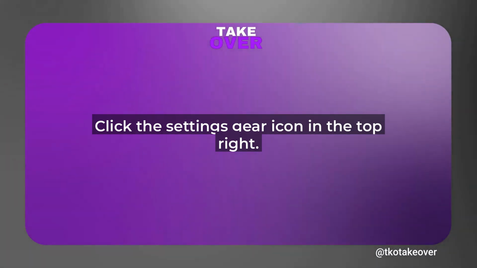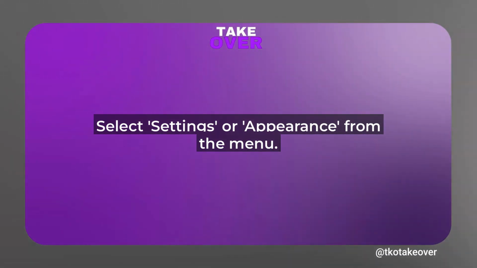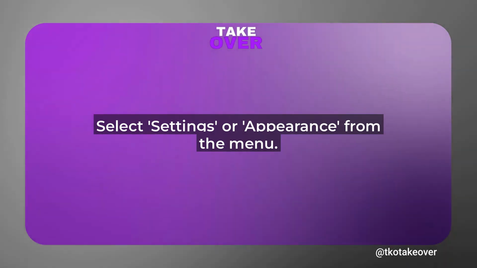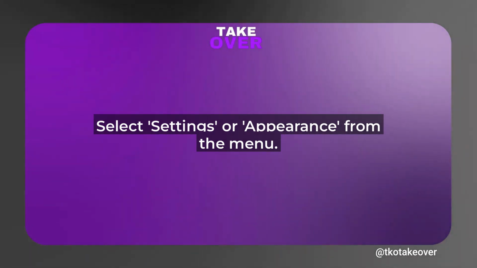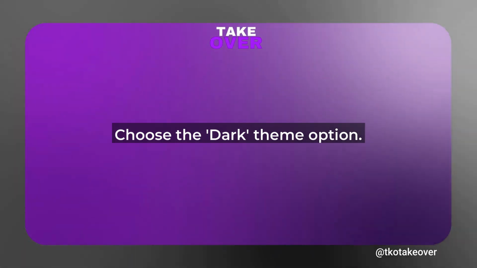Next up, click on that gear icon, and from the drop-down menu, select Settings or Appearance. In 2025, Google has made this even easier with a dedicated theme selector. You'll see options for light, dark, or system default modes. Go ahead and choose Dark to apply it across the interface.